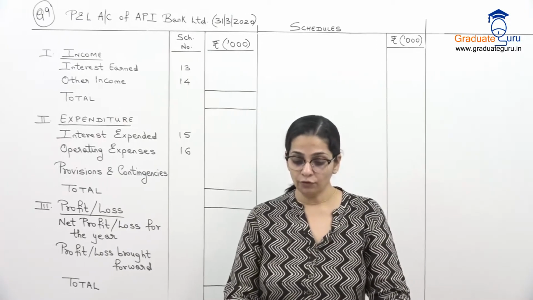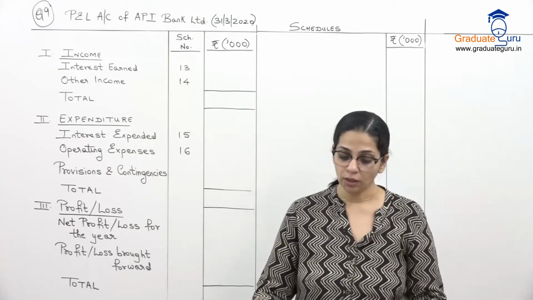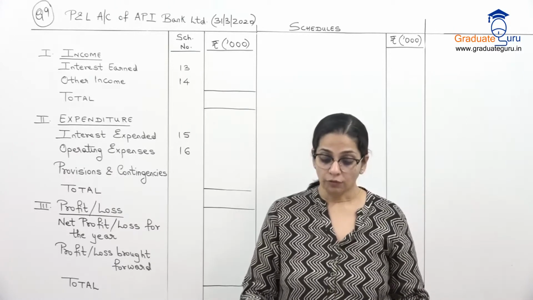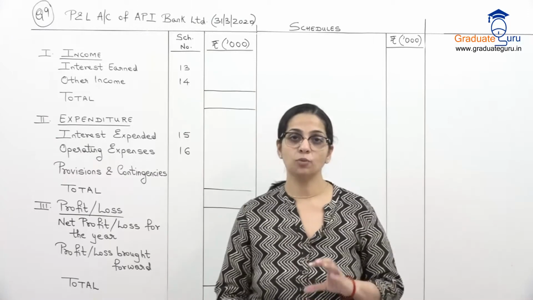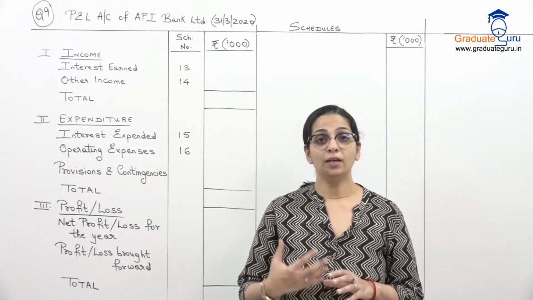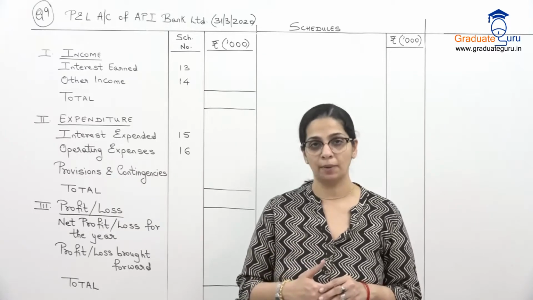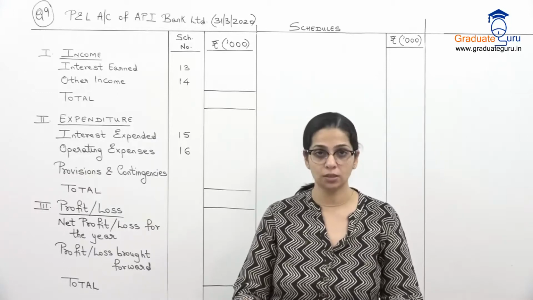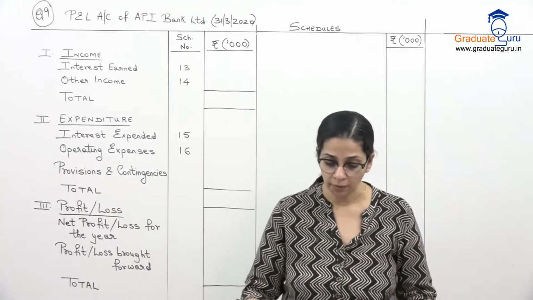From the following information, prepare profit and loss account of API Bank for the year ended 31st March 2020. The first thing is interest on term loans. Now for bank you have to be careful. जो भी interest generally loans पे होता है वो बैंक की income है. So this will come in schedule number 13 in your interest earned. So interest on term loans will go there.